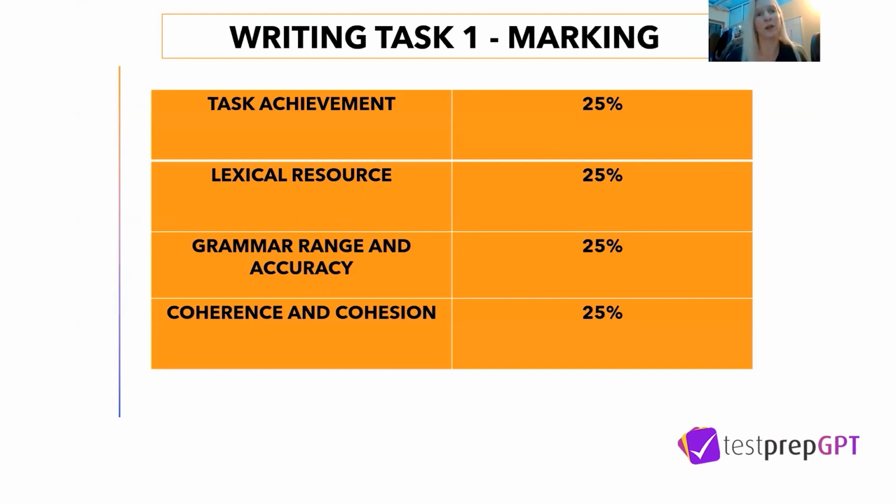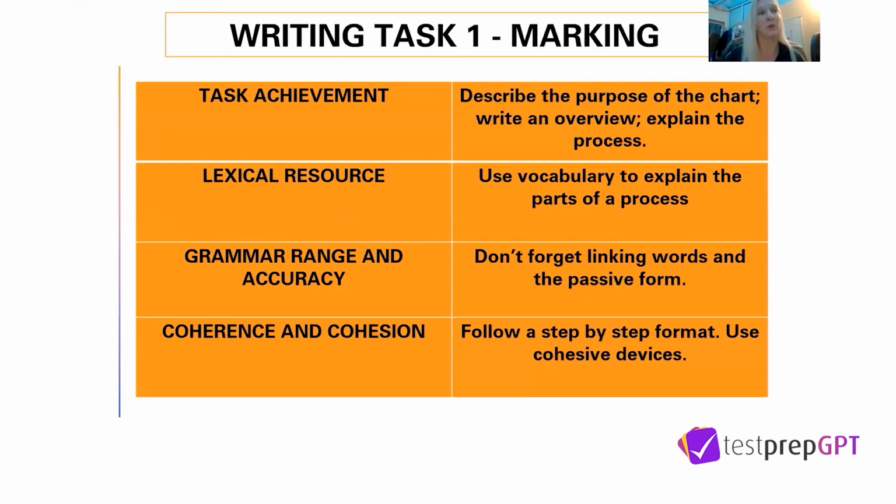And we'll of course cover the criteria to improve your score in terms of task achievement, lexical resource, GRA, and coherence and cohesion. Those are some important subject matter that we'll cover today. As you write your text, you describe the purpose of the chart, you write an overview, and you explain the process. That sounds a little tricky, but in fact, it's quite straightforward, because if you cover those main points in this task, you can achieve a better score. And we'll cover the method to do that today.